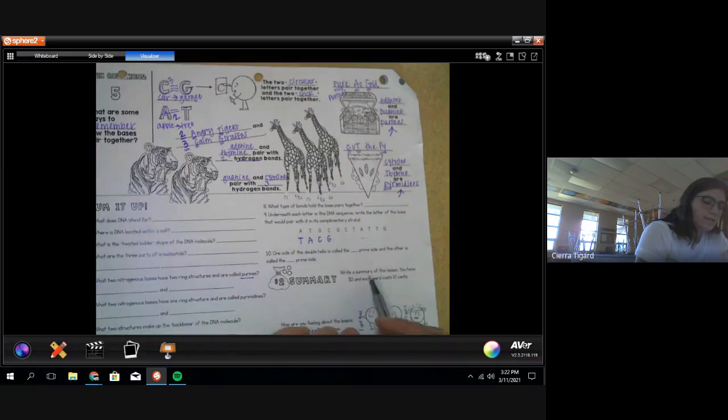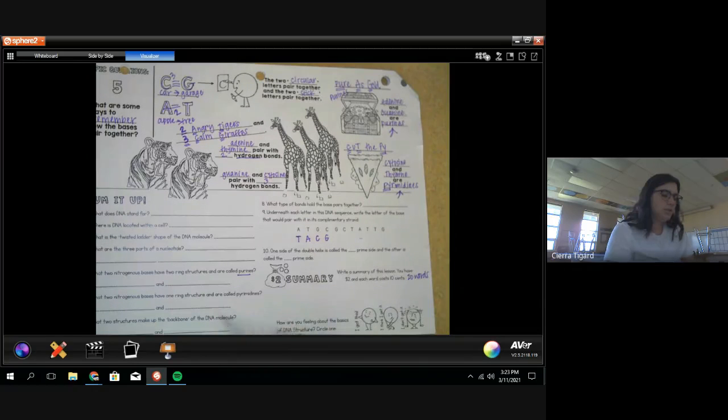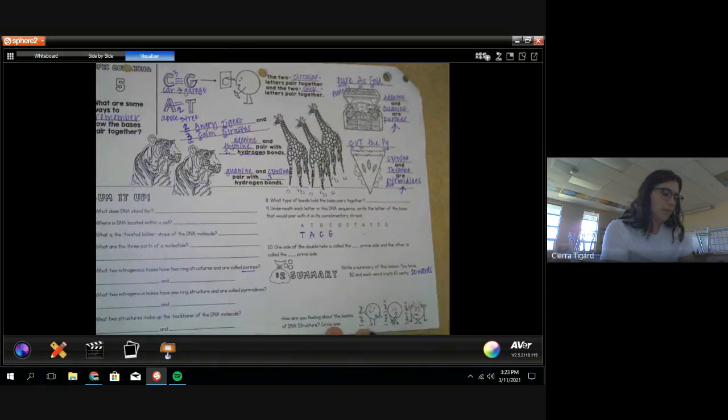And then write a summary of this lesson. Okay, I know it says 20 summary. You're just going to write 20 words here that summarize what you just learned. And then you're going to circle if you feel like you got it, if you feel like you kind of get it, and then if you're like, whoa, this is way too hard, go ahead and circle that. But good job, and go ahead and fill that out.